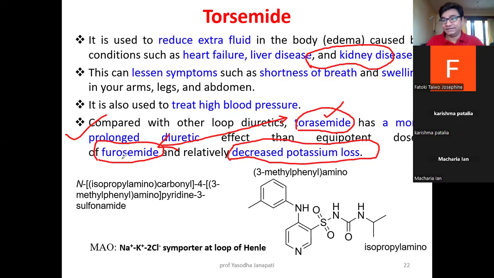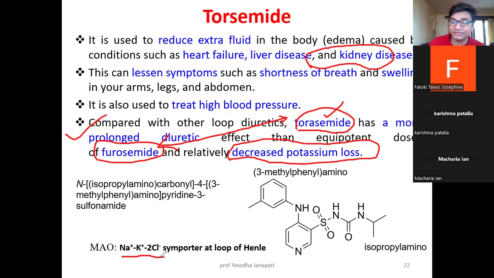A little less. That's why nowadays, instead of furosemide, torsemide is being taken into the market. In the market, they are prescribing this drug. Torsemide is widely prescribed. That is the statement. Don't get confused here. You can see it here.